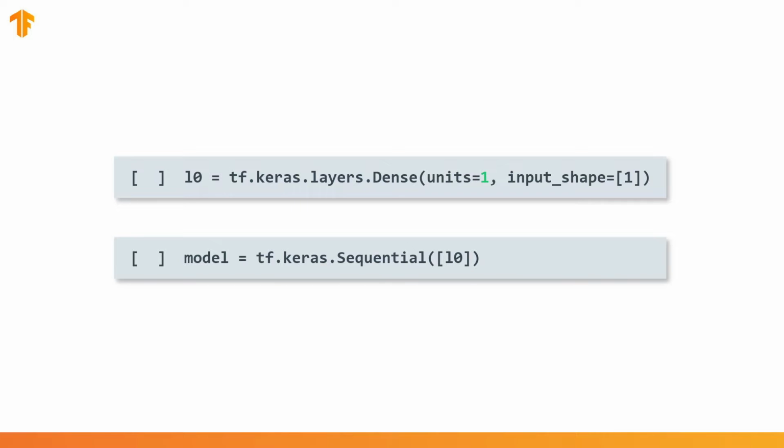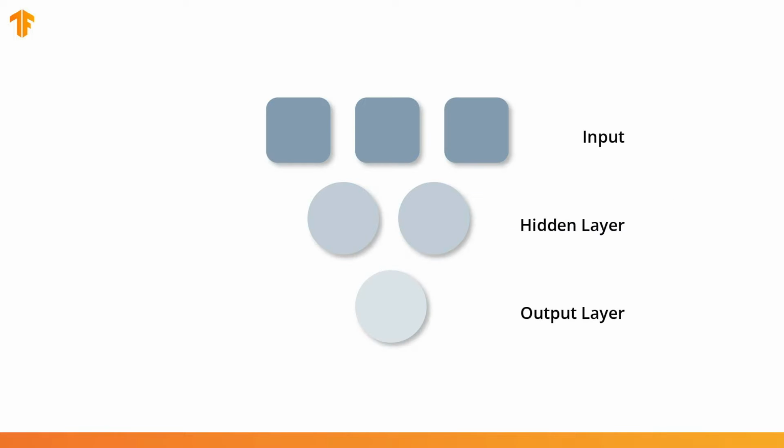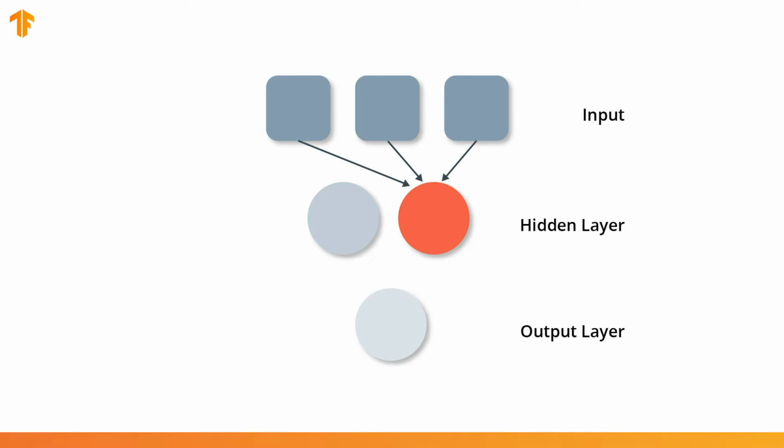In order to understand what a dense layer is, let's create a slightly more complicated neural network that has 3 inputs, 1 hidden layer with 2 units, and an output layer with only a single unit. Recall that you can think of a neural network as a stack of layers where each layer is made up of units. These units are also called neurons. The neurons in each layer can be connected to neurons in the following layer. For example, here we can see this neuron in the hidden layer receives the data from all the inputs.